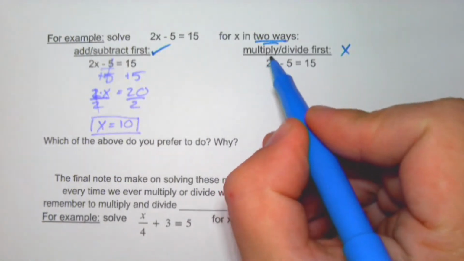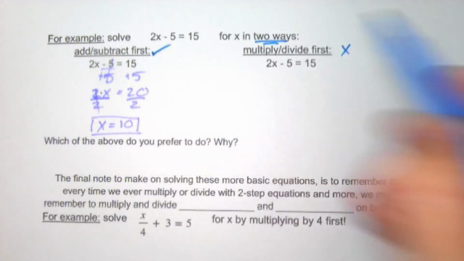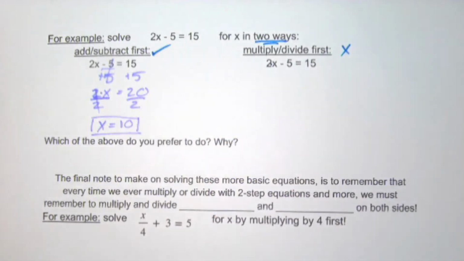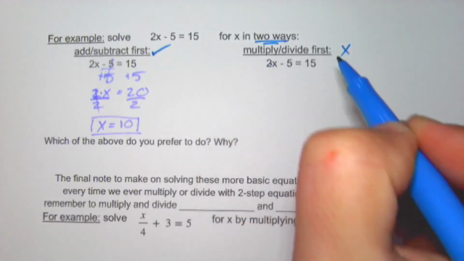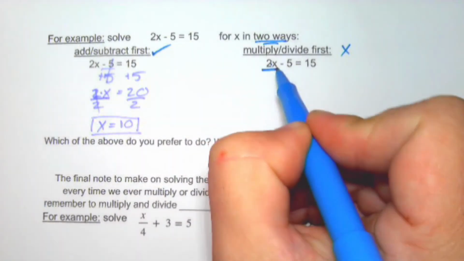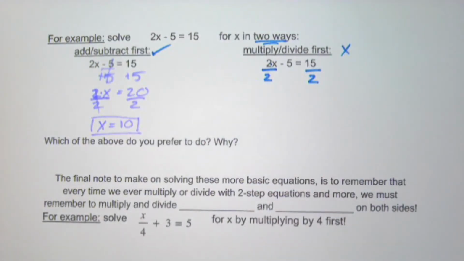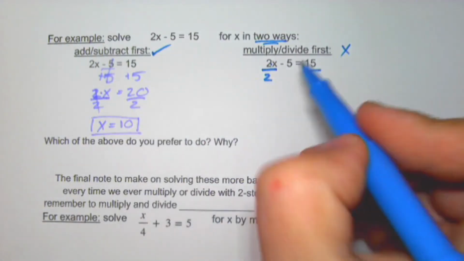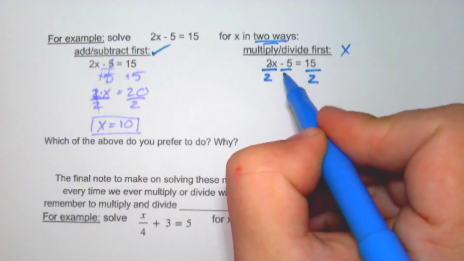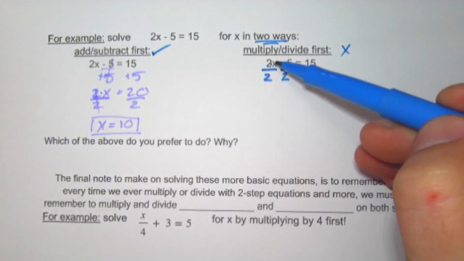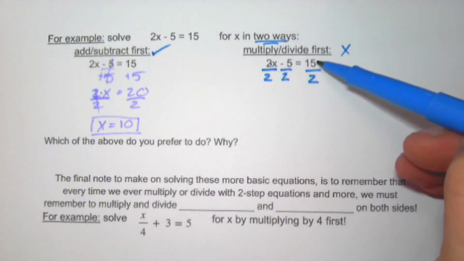Now let's see what happens if we don't do that. I'm going to multiply or divide first. Now, if I'm looking for multiplication division, I see that 2 times x right there. And someone else might think, well, it's not too bad, right? You could divide this by 2, so you divide the 15 by 2. We're missing one thing. We have to also divide this -5 by 2. So whenever we multiply or divide, it has to be everything on all sides. So every term is going to get divided or multiplied.